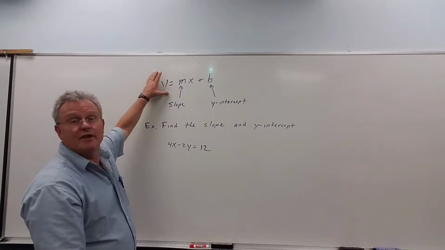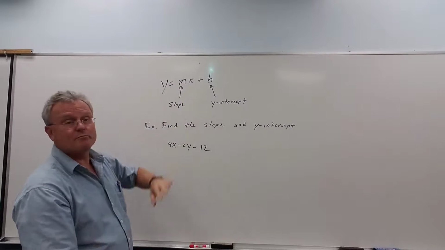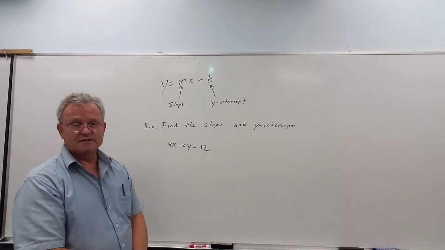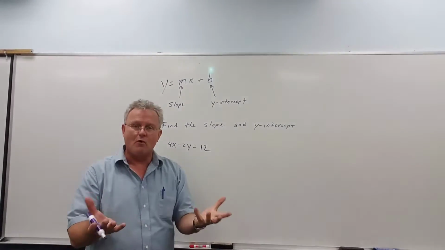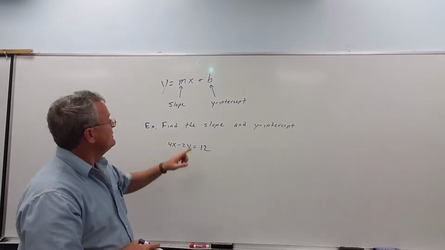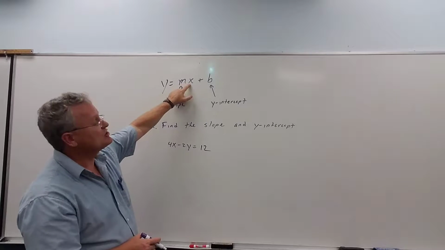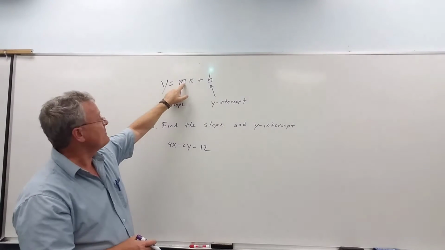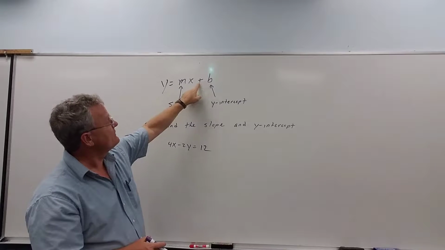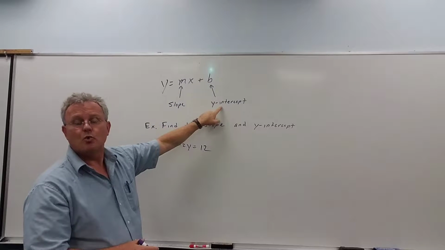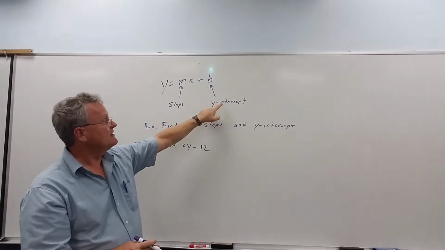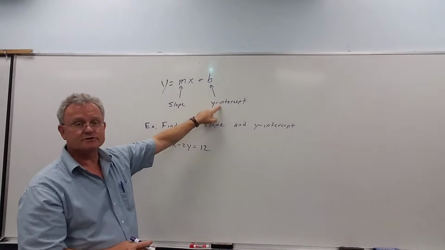All right, in your classes or whatever, you've probably seen this y equals mx plus b. That's the basic form of a straight line. M is the coefficient of x, the number in front of x, and m is the slope. The number at the end, that b, that's where it crosses the y-axis. It's often referred to as the y-intercept.